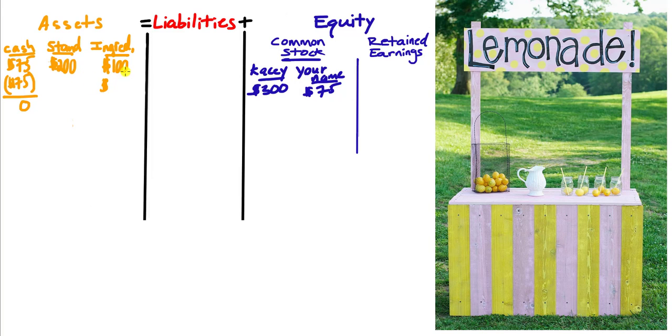So she now has $175 worth of ingredients that she needs to make more lemonade. So you can see now that the $75 that you gave her doesn't exist as cash anymore. It now exists as ingredients. But you wouldn't say that you only own 25% of the ingredients. You own 25% of all of the assets associated with this business. So you add up all the cash, the stands, the ingredients the girl has, you own 25% of that value.